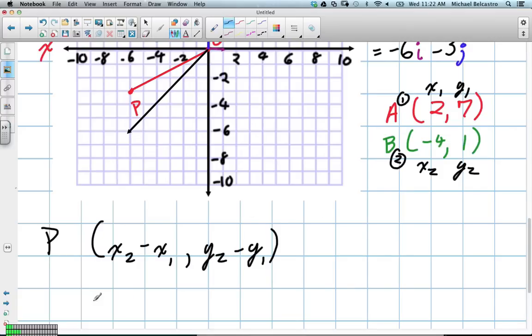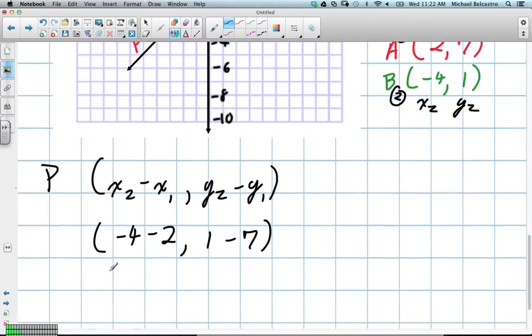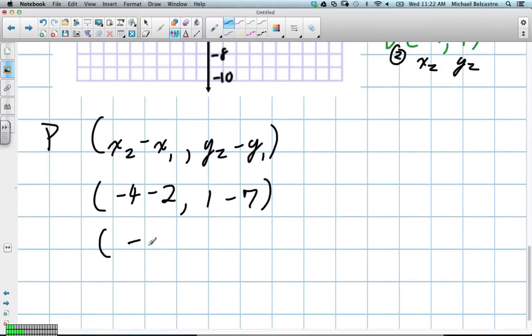So we plug these values in. Our X2 being -4, subtract 2, which is our X1. Y2 being 1, subtract 7. And we end up at -6 and -6. So that's exactly what it looked like we were going to end up at, but we had to test it to make sure. We had to prove that this was correct.